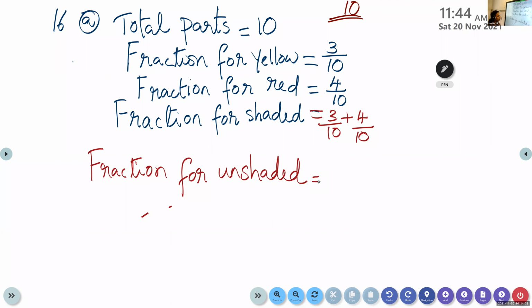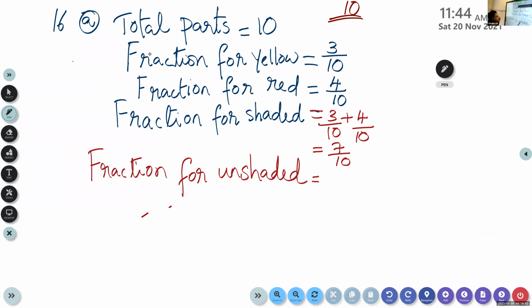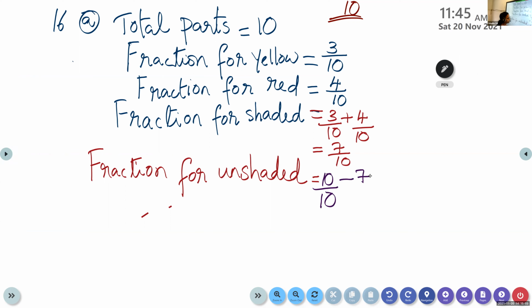Yes, tell me the fraction for shaded. 7 by 10. So we have here 7 by 10. Okay. Now how to find out the fraction for unshaded? Total minus shaded. So who can give me here? Alvina, what will be the total? Ma'am, 10 by 10. Yes, very good. 10 by 10 minus the shaded part, 7 by 10. What's that? 3 by 10. Very good.